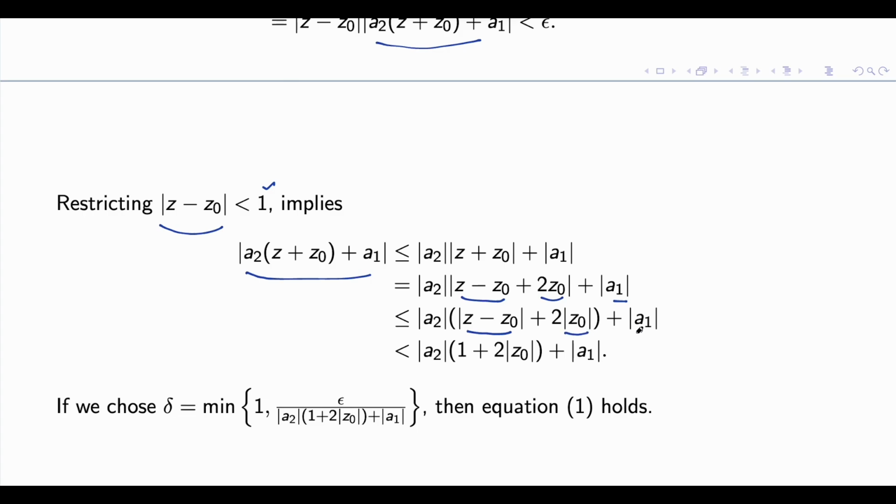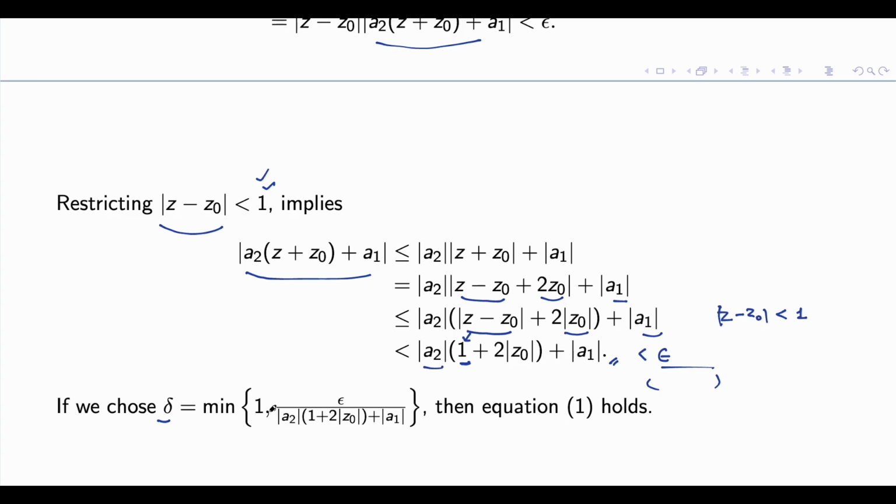which is strictly less than, because we have assumed mod of z minus z naught is strictly less than 1. So the next line will be strictly less than mod a2 times, and then I am replacing mod of z minus z naught by 1, a bigger quantity, and the rest is the same. So now we are able to choose a delta which will be the minimum of this one, and this is already less than epsilon. So we can say that over epsilon this quantity will come.